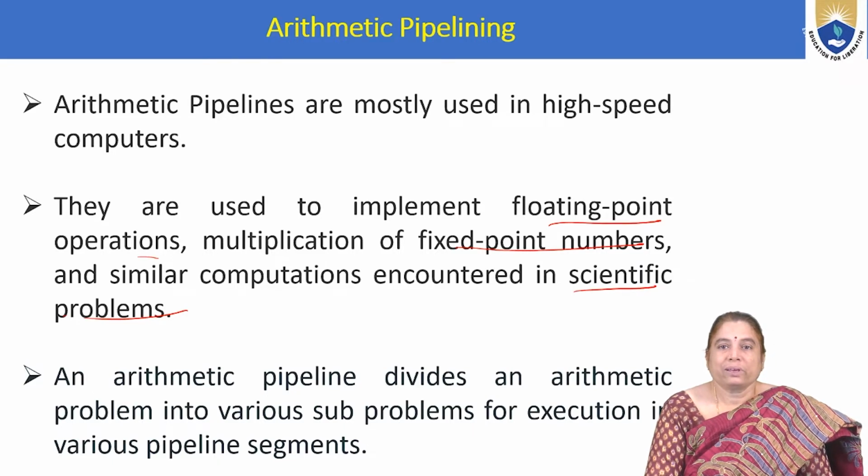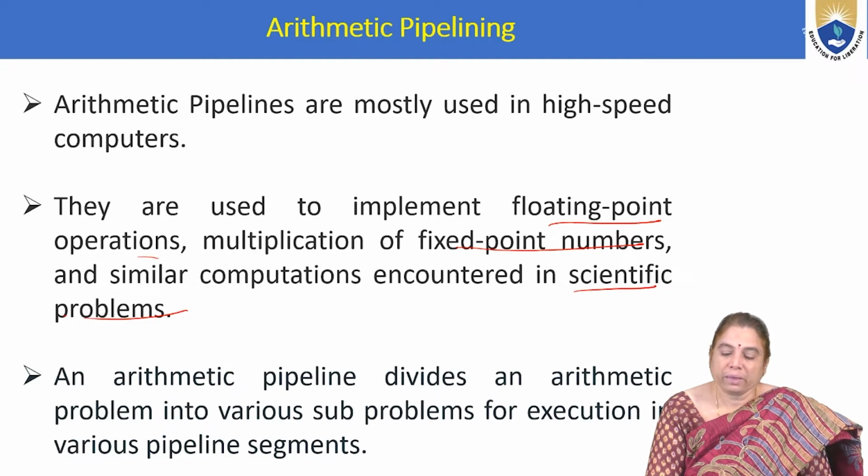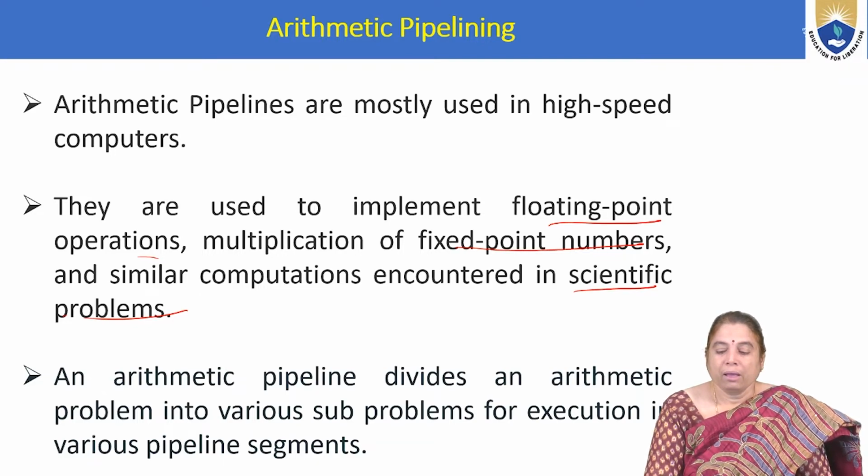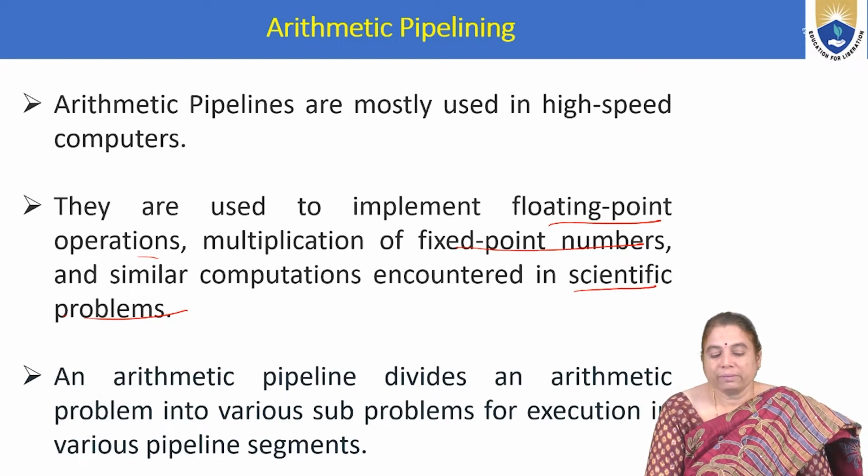The parallel processing computers are generally used for high performance computing. There the major application domains are scientific and engineering applications, where these parallel processing systems can be used, which involve complex arithmetic operations like floating point operations as well as fixed point multiplication. So these scientific problems and complex arithmetic operations can be implemented with the help of arithmetic pipelining.